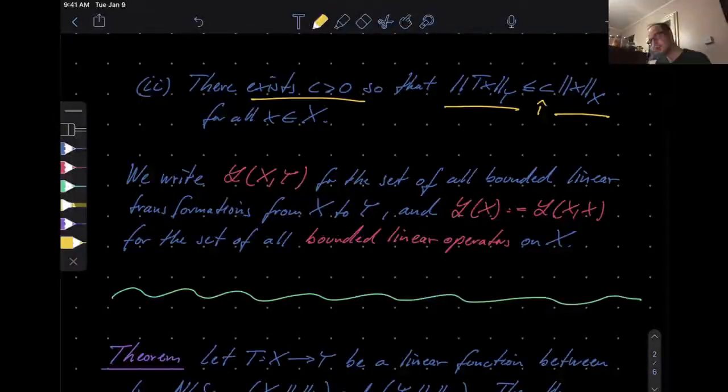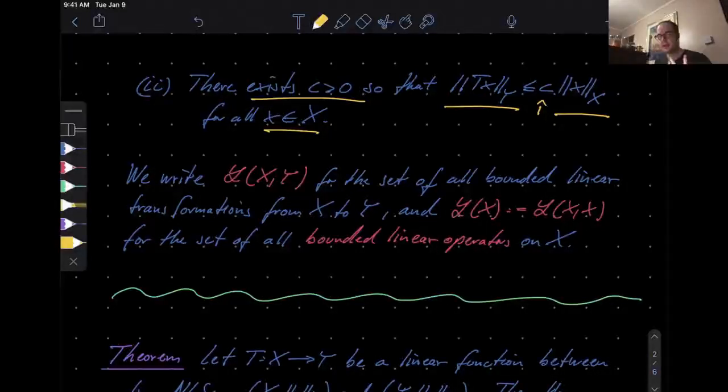Okay, so this is the only criterion that points to where you actually see the norms in action. In the linearity requirement, you don't see them, right? But here you do. Okay, and if you can find one constant C so that this is true for all points in the vector space X, if the map is also linear, then you call it a bounded linear transformation.